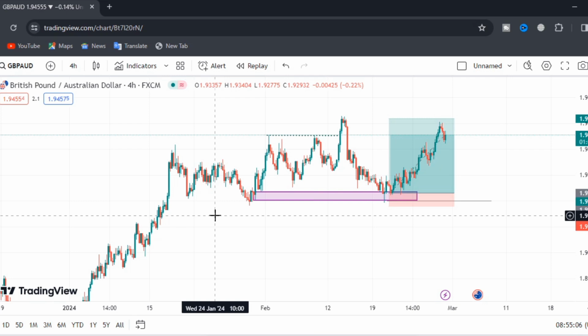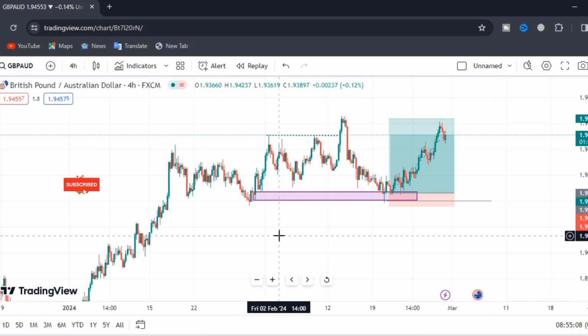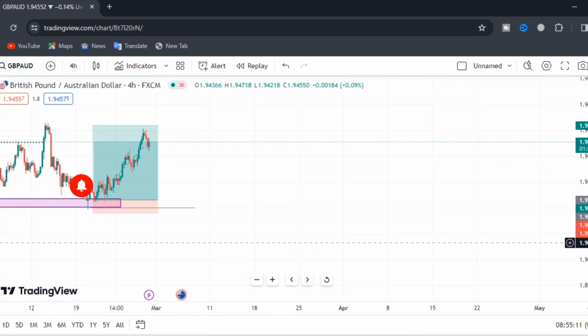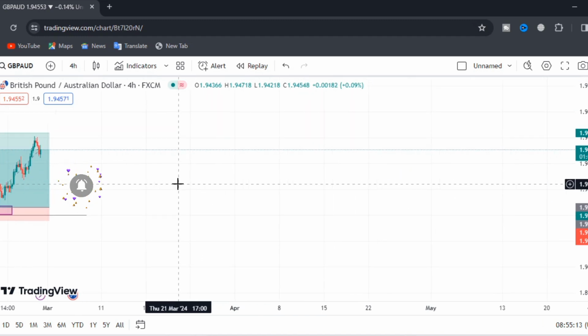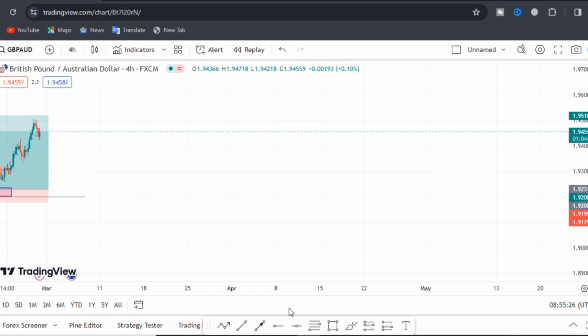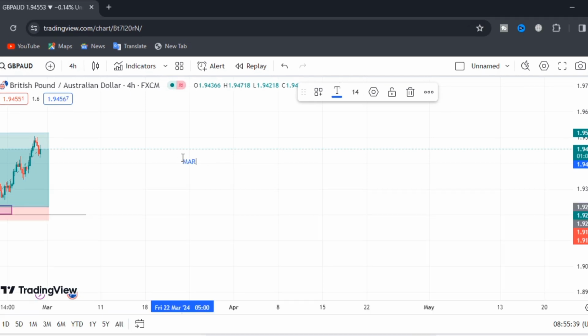Before actually looking for any order block, what must you first do? You must first consider these three things. Look for the market bias. So where is the market trending? The first thing you must do is look for the bias, the market bias. That is our first thing we must look at.